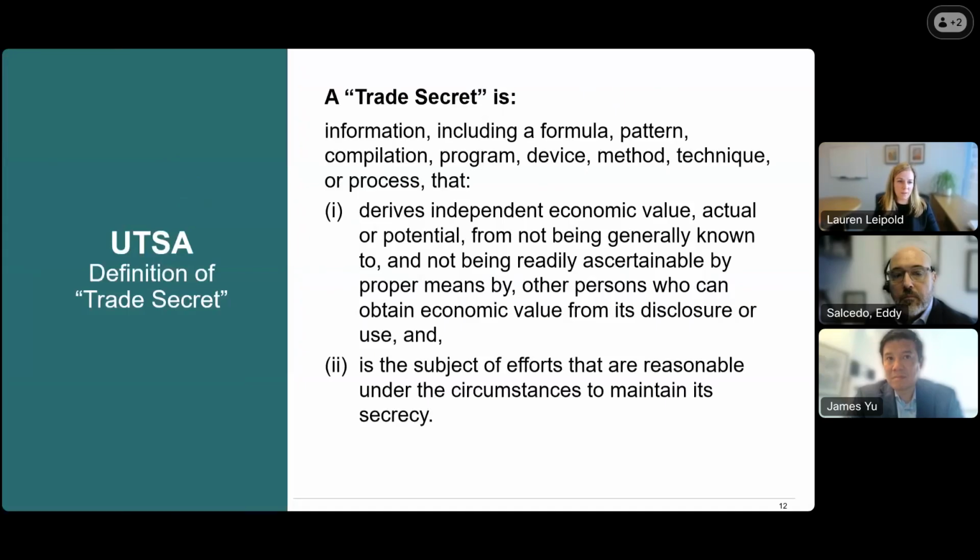So we do have a definition from the UTSA. This is a uniform model law that's adopted in variations across various states, and that gives us an idea: formula, pattern, compilation, program, device, method, technique, or process. And it's got these two key components, right? It has independent value, value that would inure to the benefit of your competitors, and also is subject to efforts that are reasonable under the circumstances, which is wishy-washy language, but reasonable under the circumstances to maintain its secrecy.